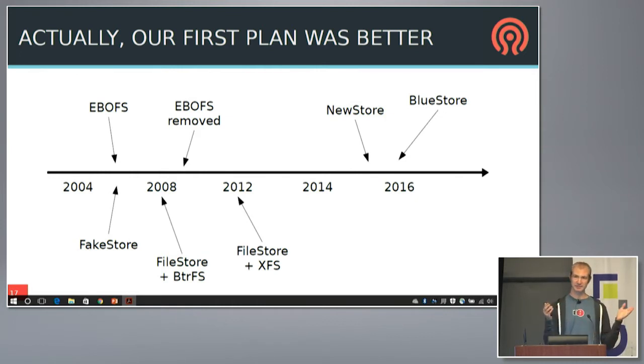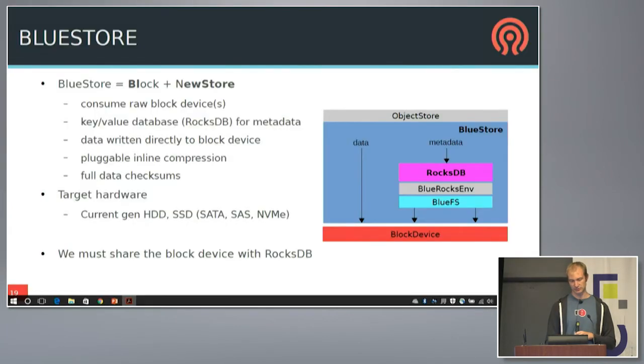NewStore was an attempt to take just all the metadata about objects and put it in LevelDB, but still store the data in files. That helped, but still sort of ran afoul of some of the same issues in the POSIX interface. And eventually we said, forget this, we're going to write a completely fresh backend, again, sitting on a block device, and we called it BlueStore.